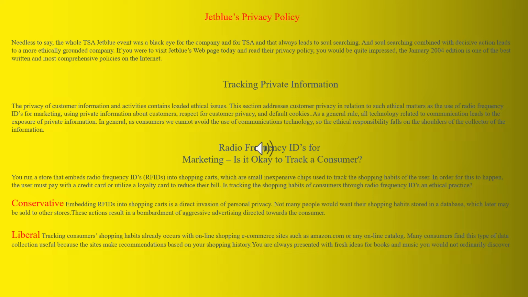Conservative: embedding RFIDs into shopping carts is a direct invasion of personal privacy. Not many people would want their shopping habits stored in a database, which later may be sold to other stores. These actions result in a bombardment of aggressive advertising directed towards the consumer. Liberal: tracking consumers' shopping habits already occurs with online shopping e-commerce sites such as Amazon.com or any online catalog. Many consumers find this type of data collection useful because the site makes recommendations based on your shopping history. You are always presented with fresh ideas for books and music you would not ordinarily discover.